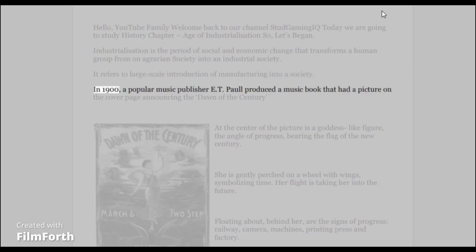In 1900, a popular music publisher E.T. Paul produced a music book that had a picture on the cover page announcing the dawn of the century. At the center of the picture is a goddess-like figure, the angel of progress, bearing the flag of the new century. She is gently perched on a wheel with wings, symbolizing time. Her flight is taking her into the future.